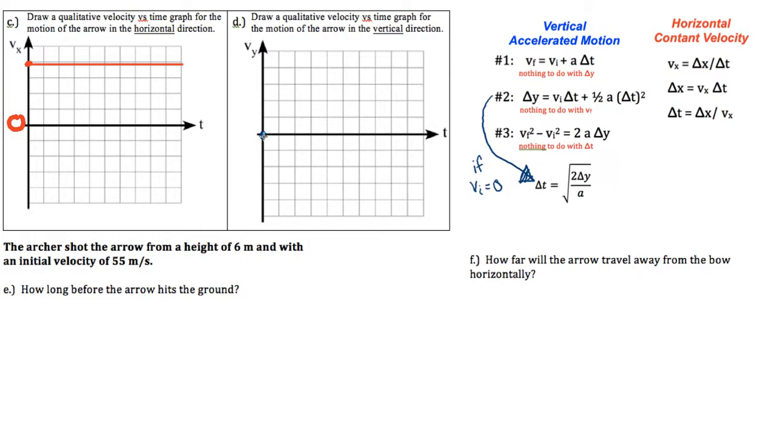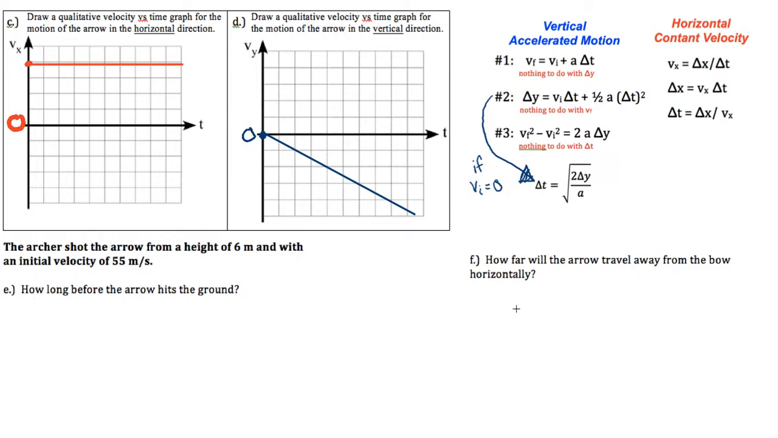Starting off really slow, and over time it's increasing in the negative direction. It's getting faster and faster as it drops. So what we have is a straight line going downward, showing that as time goes on, it's getting faster and faster, further away from that 0 as it drops.